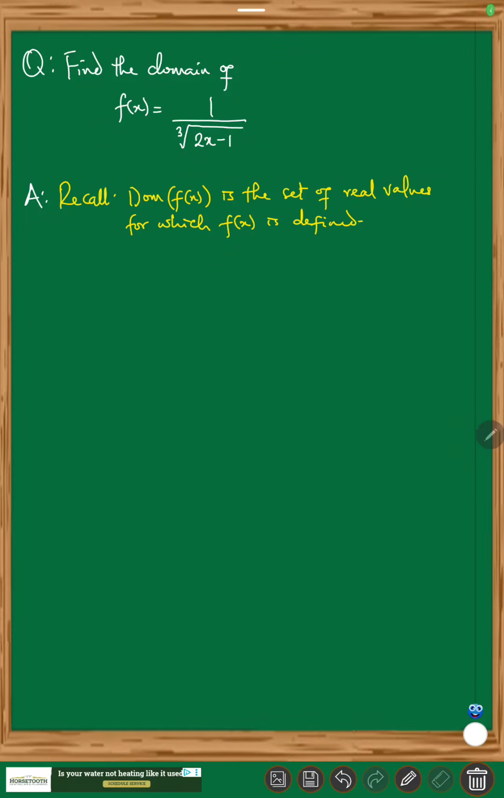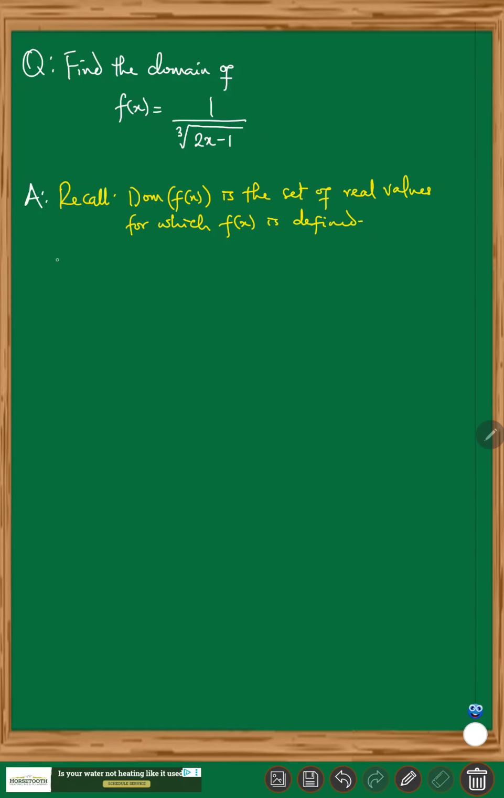Okay, ladies and gentlemen, a very quick one here. How do we find the domain of f of x equal to 1 over the cubed root of 2x minus 1? First and foremost, we recall that the domain of a function f of x is the set of all real values of x for which f of x is defined.